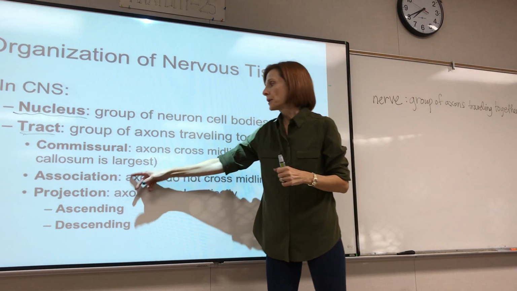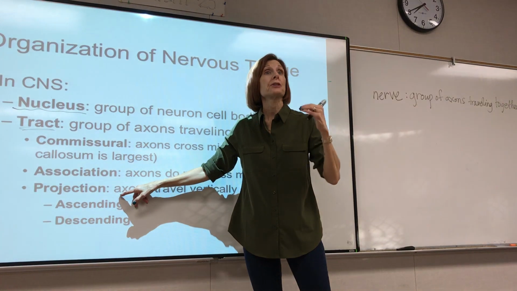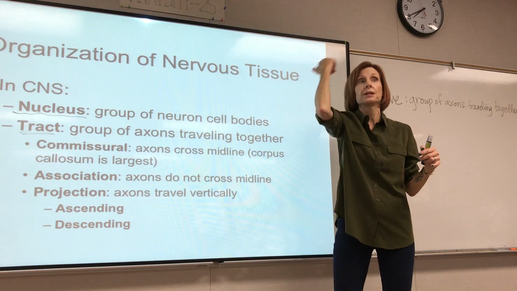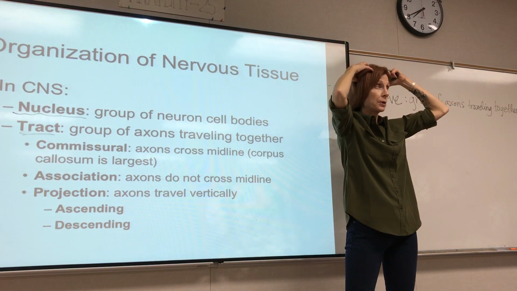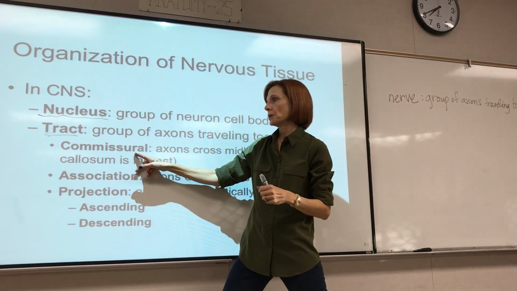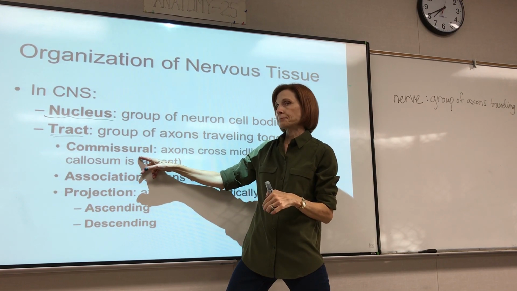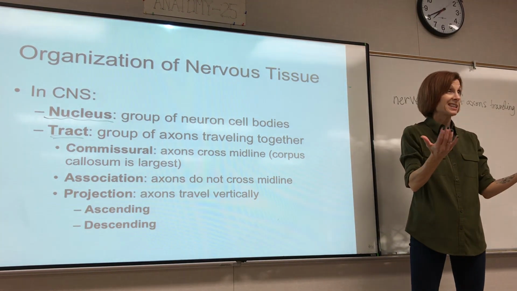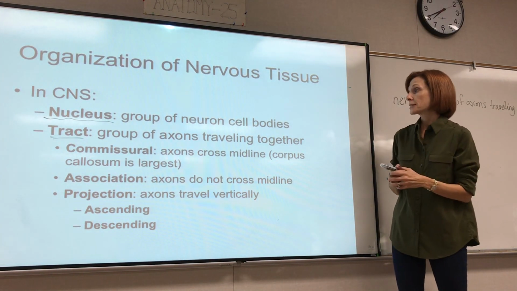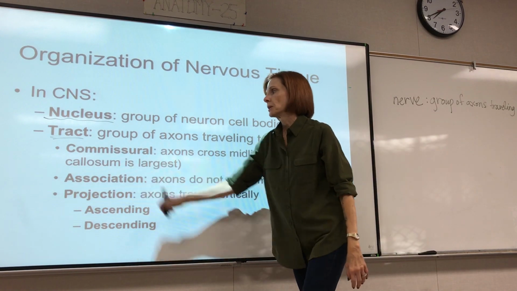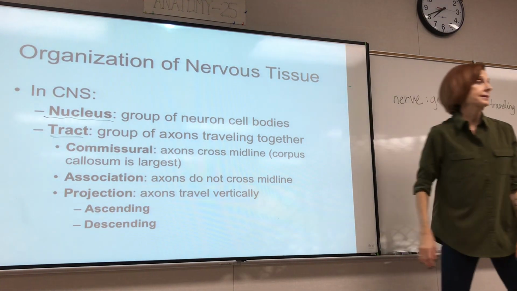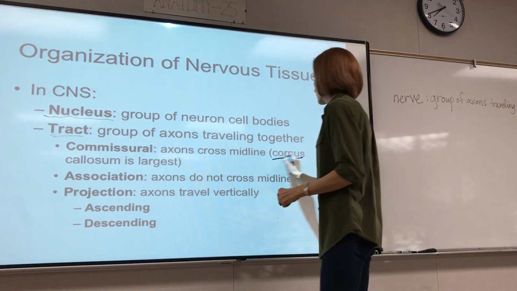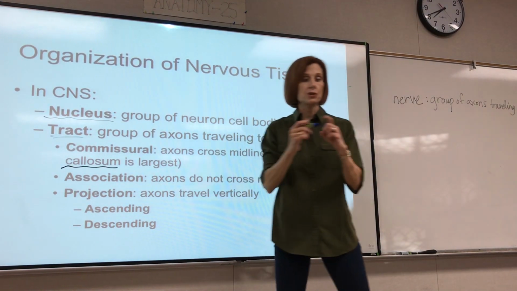So notice that we have different types of tracts depending on the direction that the axons travel. If the axons cross over the midline, connecting the right and left sides of the brain, this is called a commissural tract. The largest commissural tract in the nervous system is something you guys are going to see a lot because it's very large. It's called the corpus callosum. You'll see this in just about any cut in the human brain. You'll see it in the sheep brain.